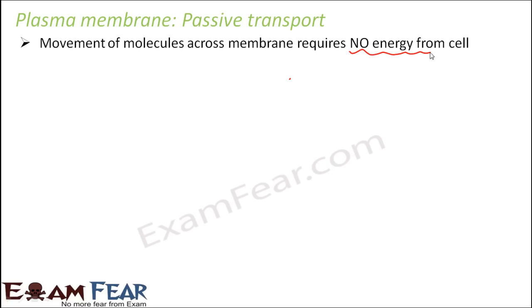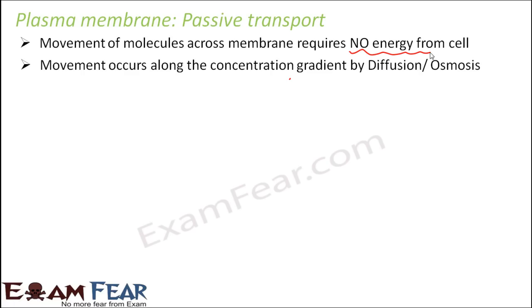So that is the main catch when we talk about passive transport, and that is why whatever types of diffusion we spoke about so far, whether simple diffusion or facilitated diffusion, there was no energy input from the cell. So they are all examples of passive transport. Movement occurs along the concentration gradient either by diffusion or osmosis. What is osmosis? That is again a special form of diffusion. We will talk about that a little later. But there also there is no energy input from the cell.